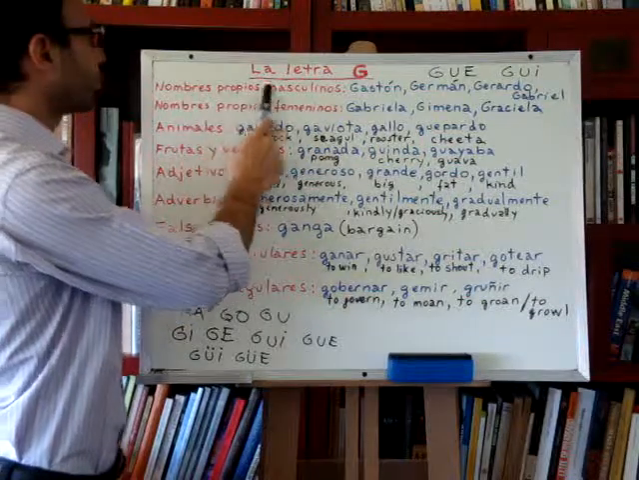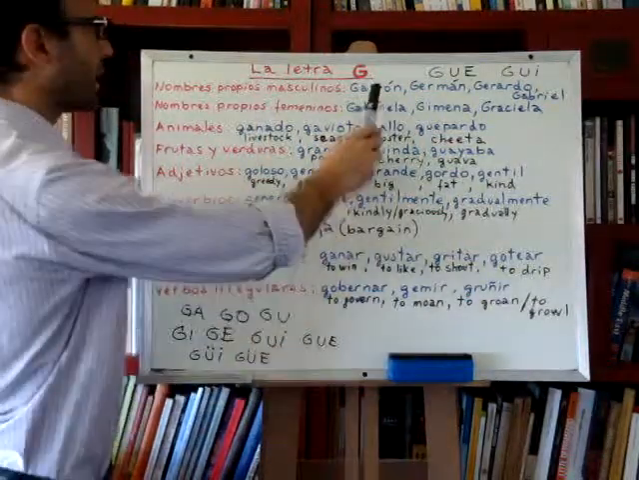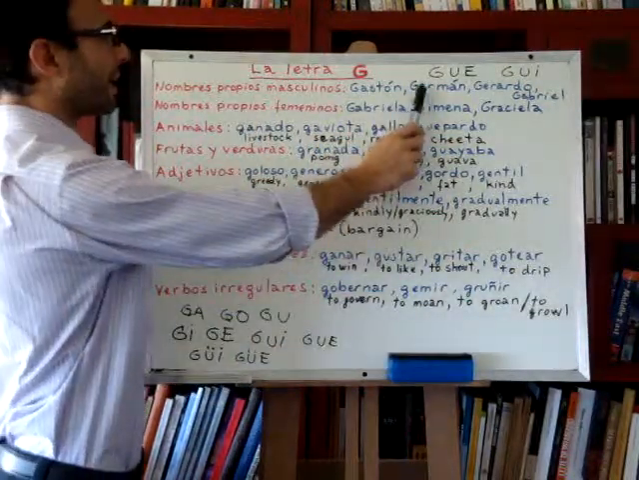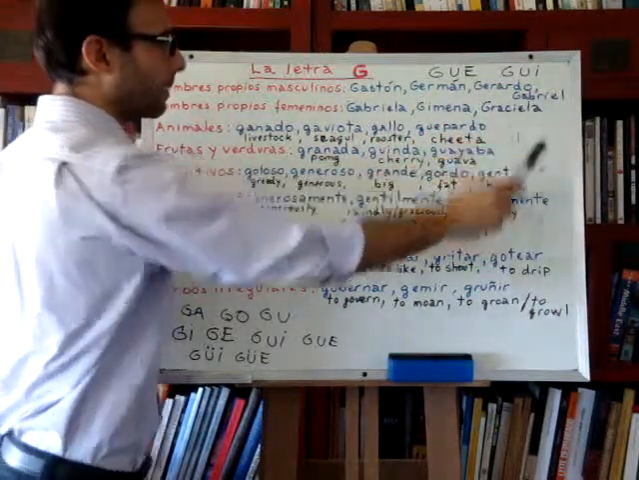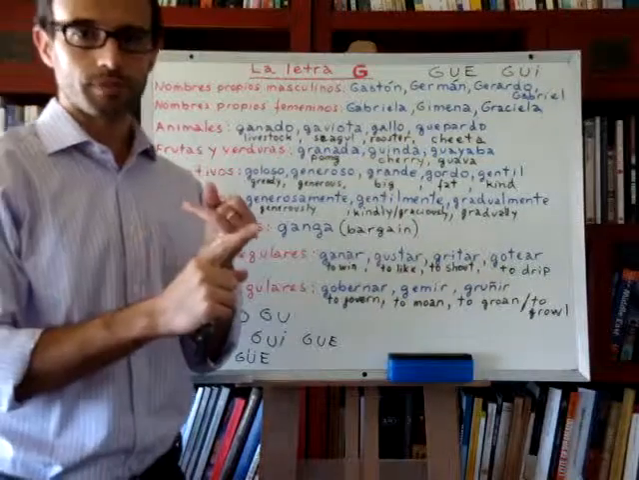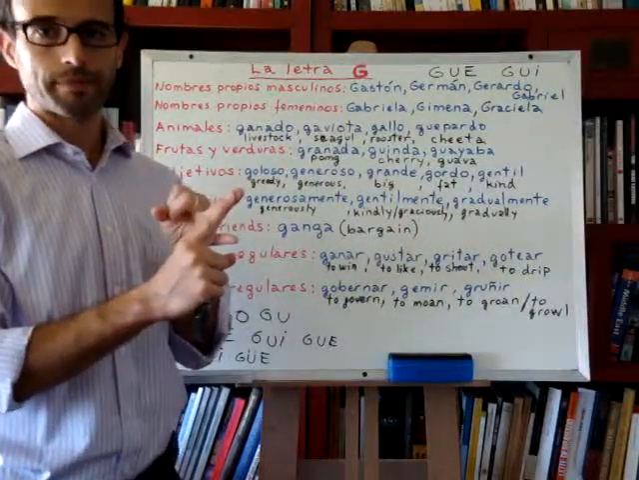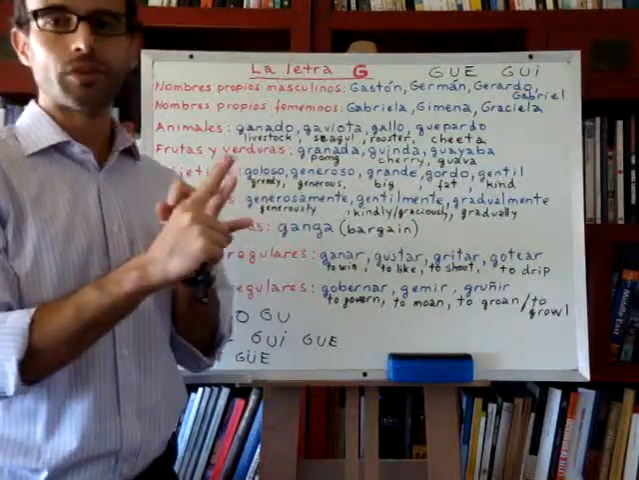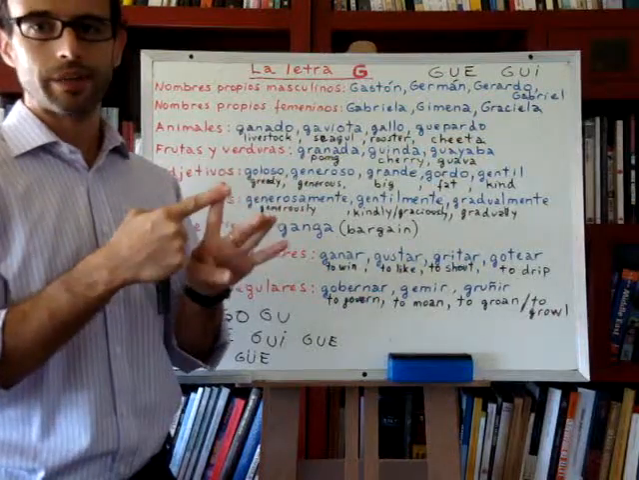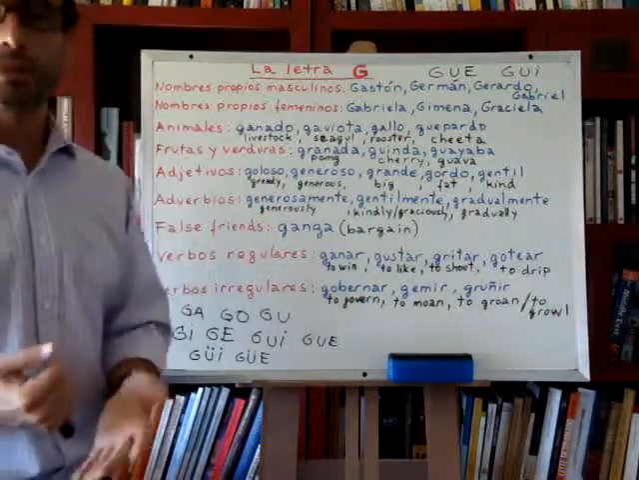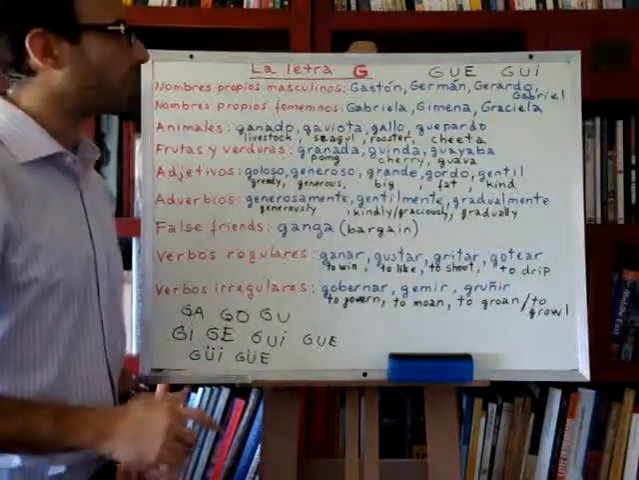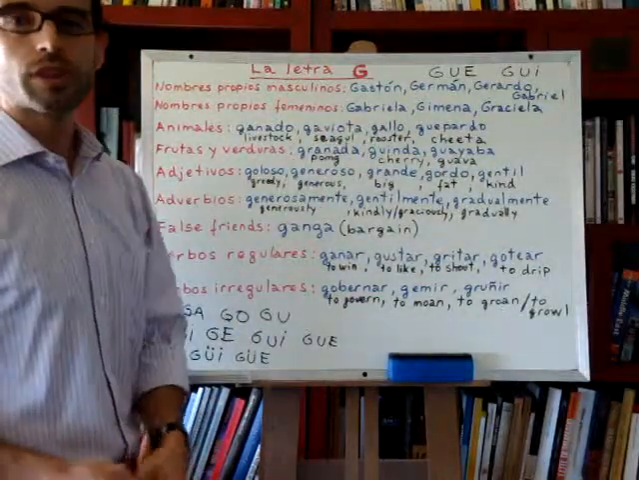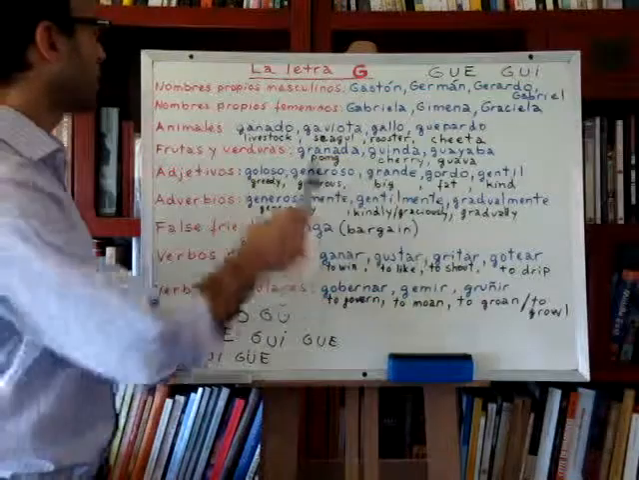For nombres propios masculinos, we have Gastón, Germán, Gerardo, Gabriel. Gastón, Germán, Gerardo, Gabriel. These four are very common Spanish names, right? They are not awkward whatsoever. So these are some of the most typical Spanish names.